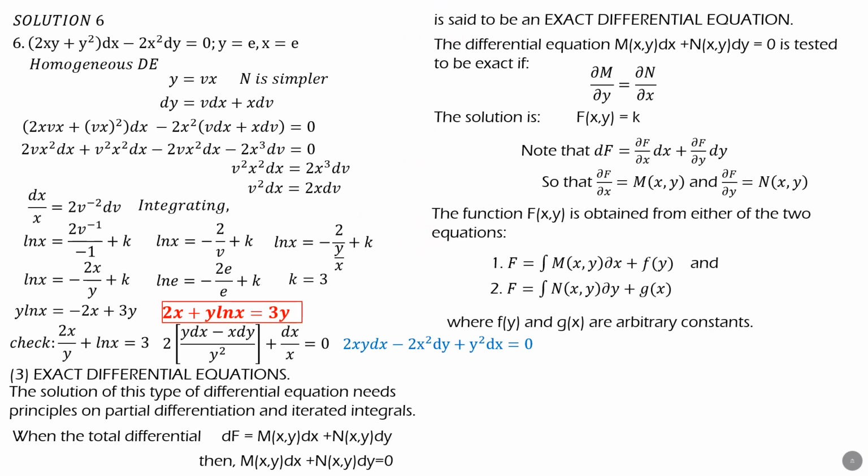Let's have examples. So example 7 and 8, find the complete or the particular solution of the following differential equations. So for the first part, because there's no boundary condition given, so it is a complete differential equation. And in problem 8, that should be the answer.